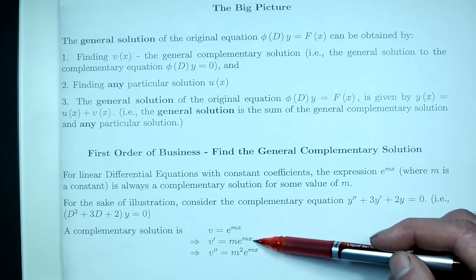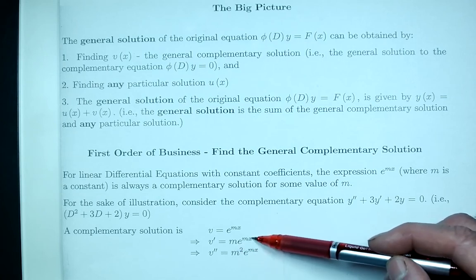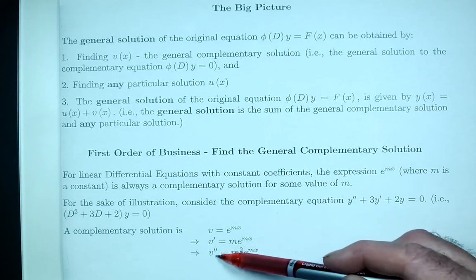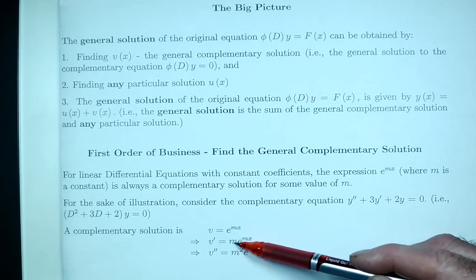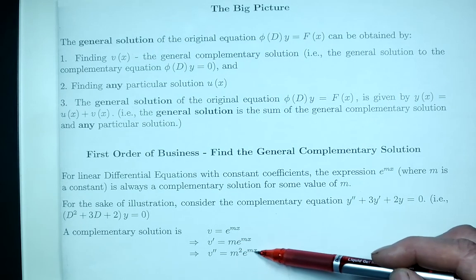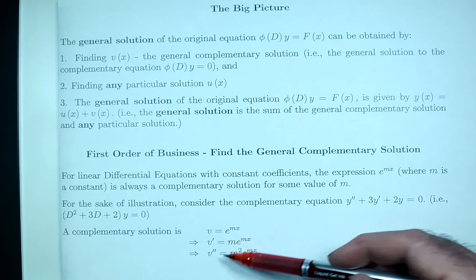V prime, well, that's the derivative of the exponent, which is m, times e to the mx. And v double prime, that's the derivative of the exponent, which is m, times m, which is m squared, times e to the mx. These are v prime and v double prime.